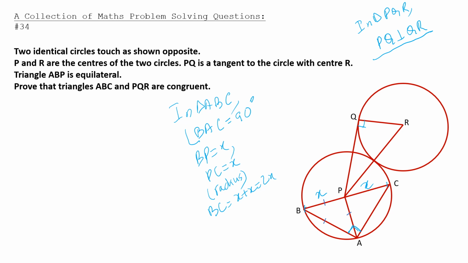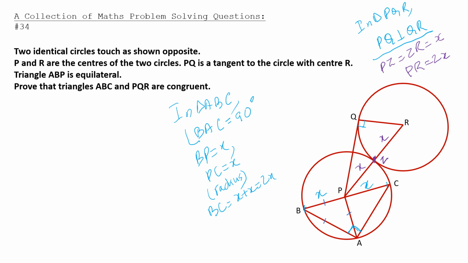And if I name the point where the two circles meet, suppose Z, now I can say that BZ is also x and ZR is also x, because BZ is a radius and ZR is a radius. So I can say here in PQR that BZ equals ZR equals x. So PR equals twice of x. So we got one side equal in the two triangles.